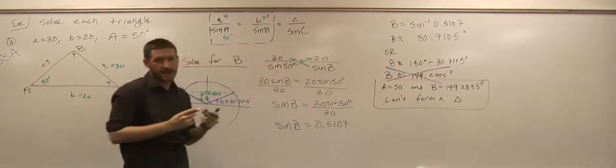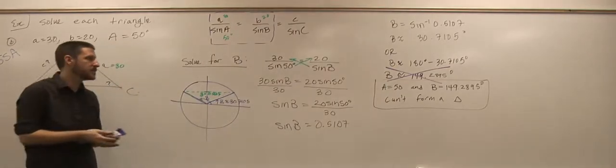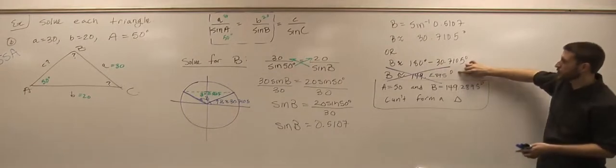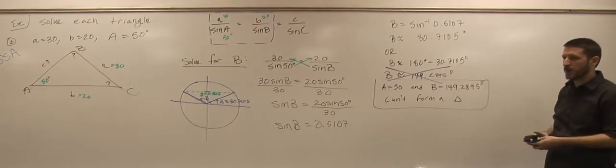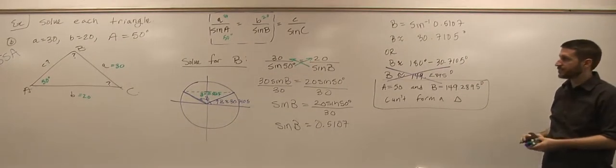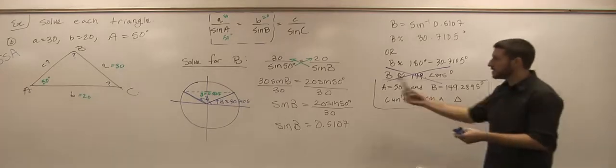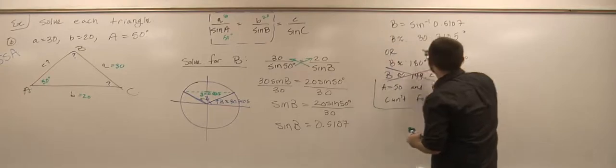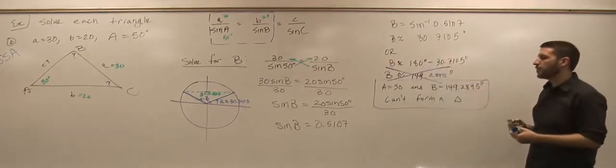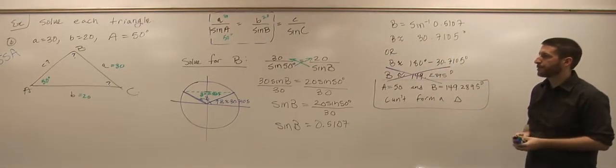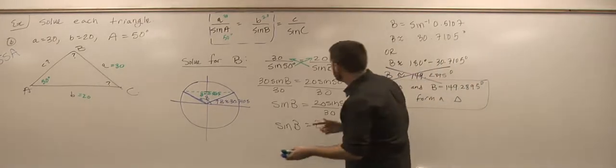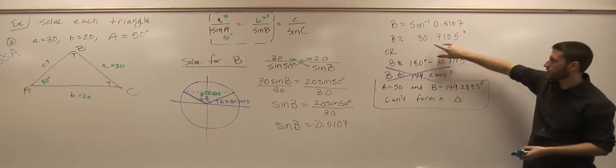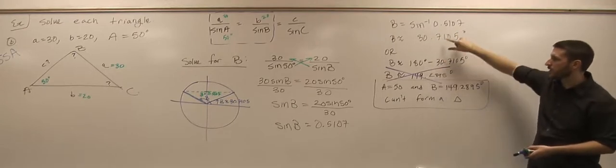This won't always be the case. Sometimes you will have to include this solution, and that's when you have two possible triangles coming out of your law of sines. But for this particular example, only 30.7105 will work. So I've kind of given you a clue as to how you can get two different triangles, because you'll get two different solutions for B here.